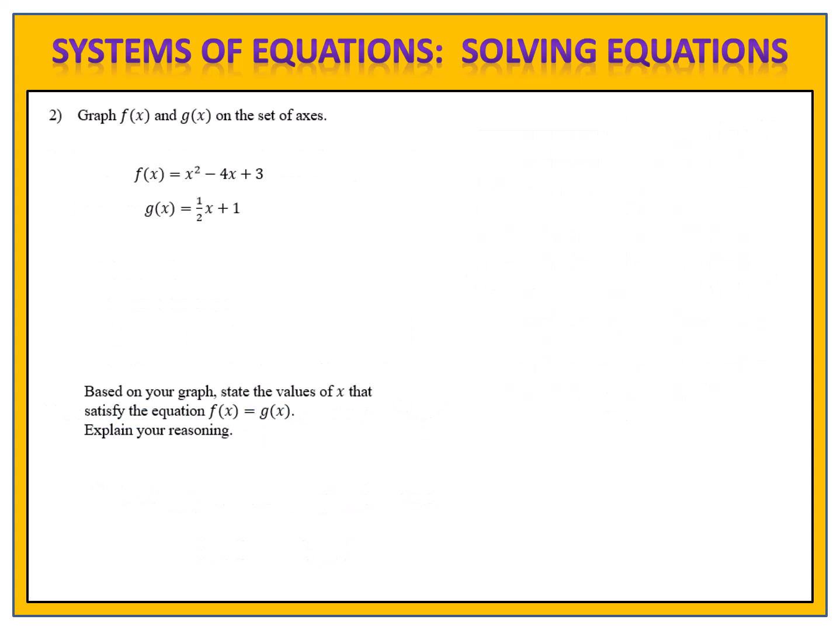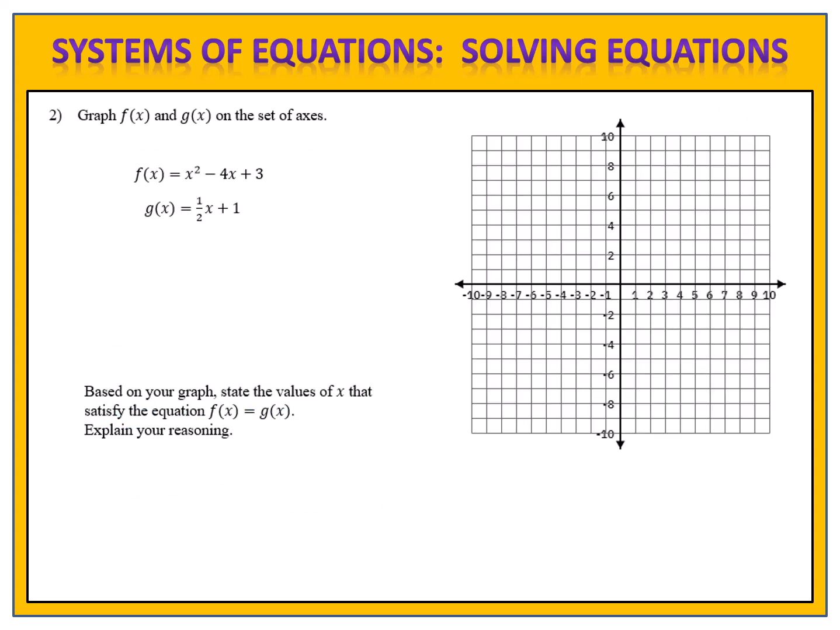Exercise 2 says to graph f of x and g of x on the set of axes. F of x is the function x squared minus 4x plus 3. We take that function, put it into our graphing calculator, open up the input and output table with Control T, and plot the points on the graph. When we draw the graph, it looks like this. It's a parabola.